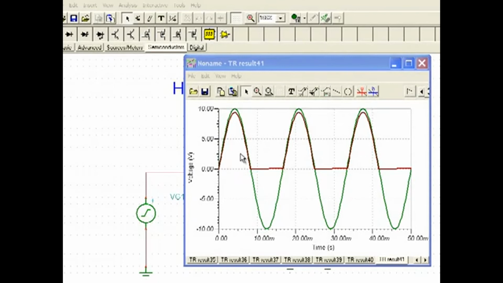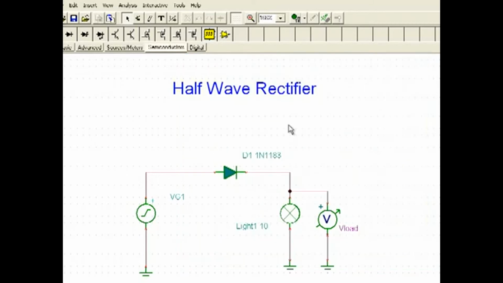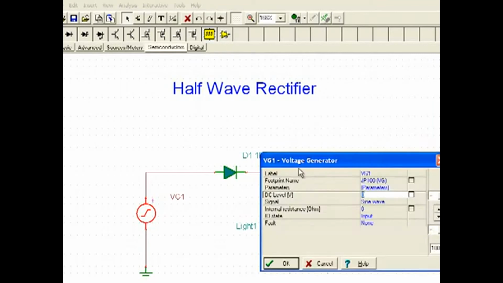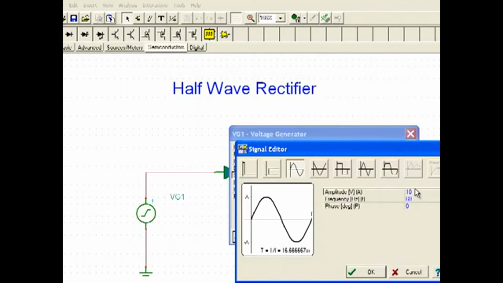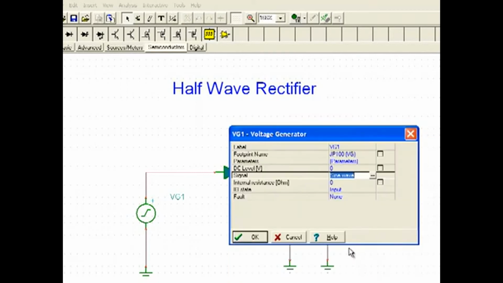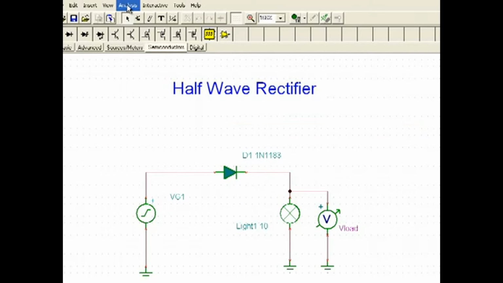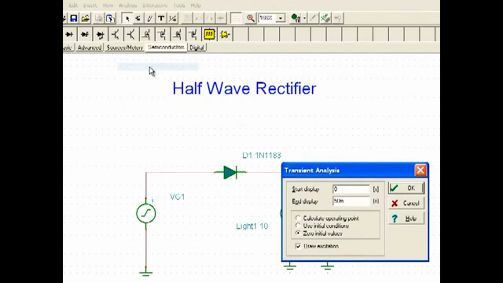If we look at the peak voltage being delivered to the bulb, we can see that it's less than the peak voltage coming from the source. The reason for this is the voltage drop across the diode. If we want to get a better look at the voltage across the diode, we can drop the voltage of the source. So I'll go into sine wave, and we'll change this from 10 volts peak to 1 volt peak, and then we'll go back to analysis and run the transient analysis again.